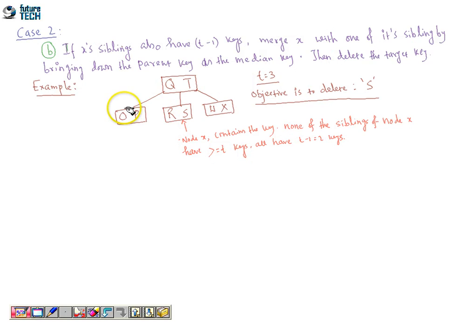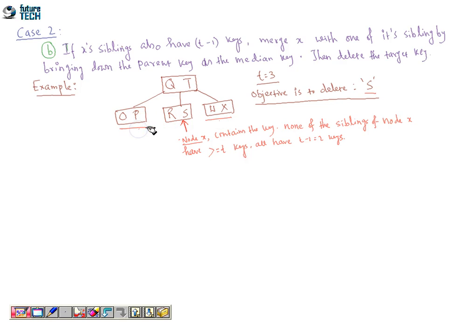This is the second subcase under case 2. Here, the target node contains T minus 1 keys and none of the siblings of the target node has greater than or equal to T keys. The objective is to delete S, and we can locate S in this node. So this is the node X in which we have the target. If we look at its siblings, this one and this one, all of these siblings have the minimum number of keys. Here it is 2 keys, here also it is 2 keys.